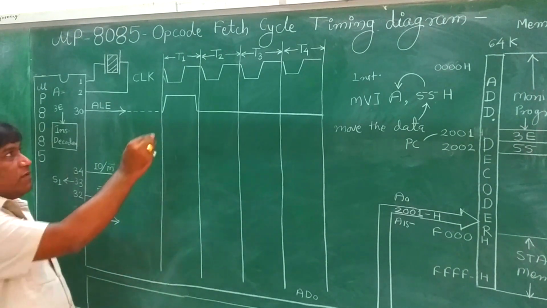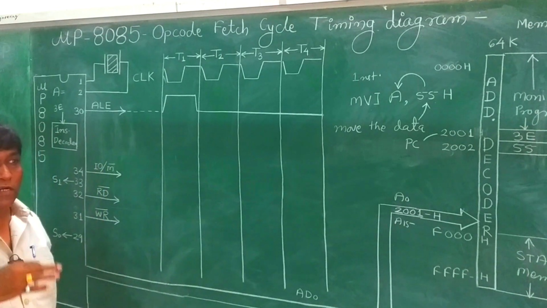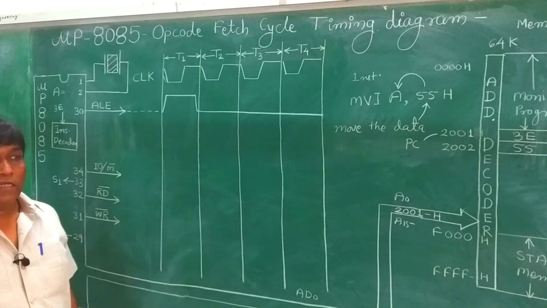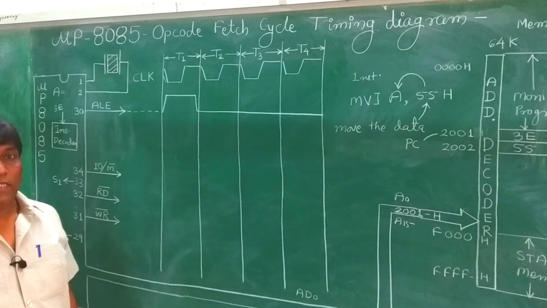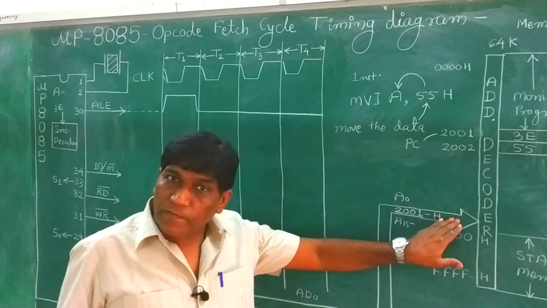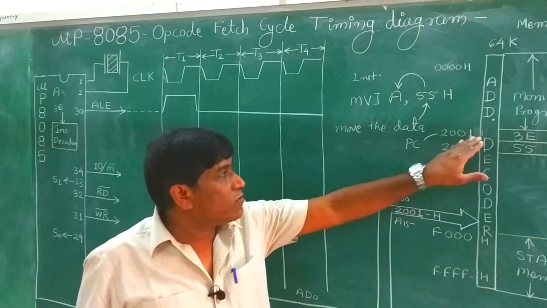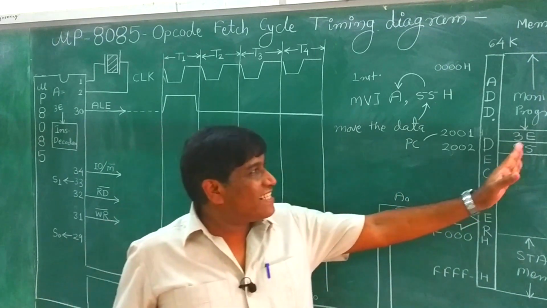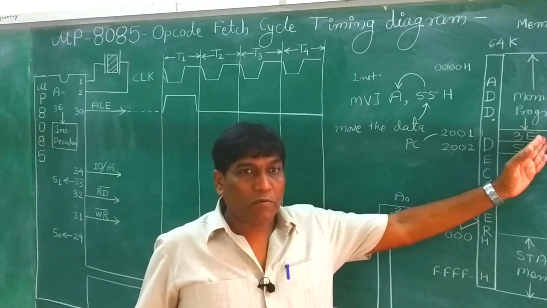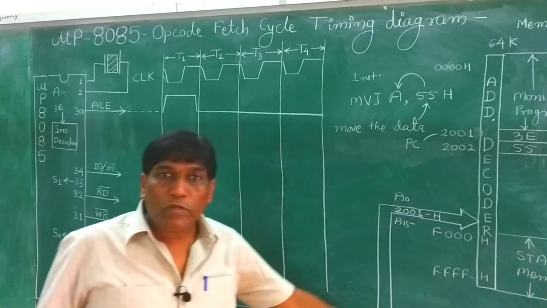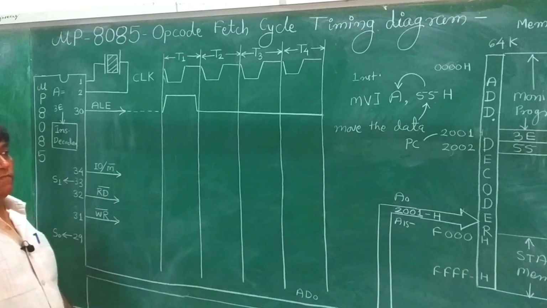A latch is a storing device. Whenever at T1 time ALE is enabled, the lower order address is stored in the latch and it is held so that this location should not change. So that it will point to the same location 2001, which will facilitate the transfer of operation code or data from a particular memory location to inside the microprocessor.